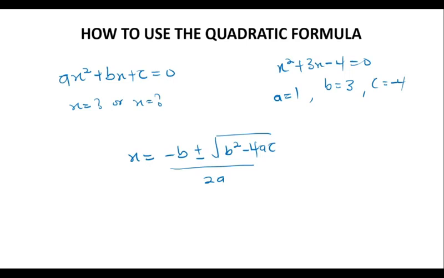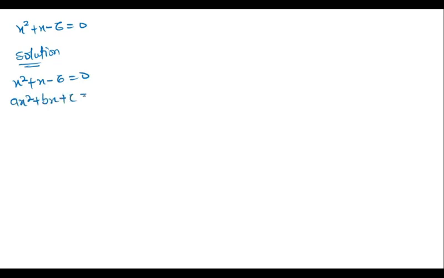Now let's have a look at an example to appreciate what we are talking about. We are to use the quadratic formula to find the roots of the equation x squared plus x minus 6 is equal to 0. Okay, so let's go ahead and write our solution. First of all, we want to compare this equation to the general form of the quadratic equation, ax squared plus bx plus c is equal to 0.